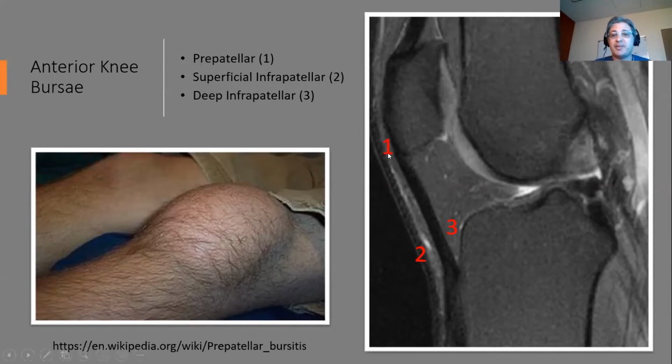We have our prepatellar bursa that hangs out anterior to the patella and the proximal patellar tendon. We have our superficial infrapatellar bursa that lives superficial to the distal patellar tendon. And finally, we have our deep infrapatellar bursa that lives deep to the distal patellar tendon, with a nice clinical image of prepatellar bursitis to introduce this subtopic.